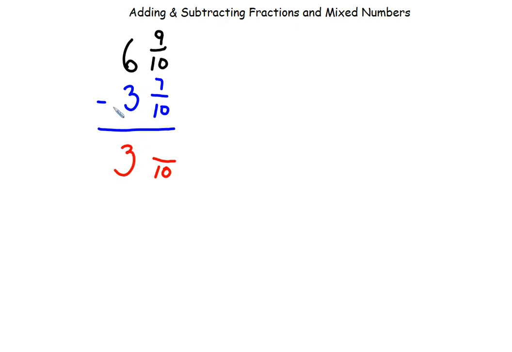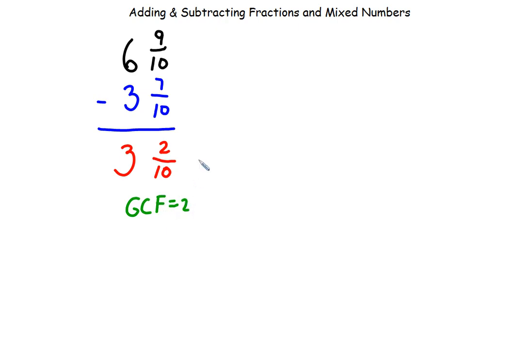And now the same concept as before, we just subtract the numerators. 9 take away 7 gives us 2. So our answer is 3 and 2/10. However, the same rules apply. If they ask you for simplest form, just divide the numerator and denominator by the GCF. And again, we can use that trick I taught you earlier where the numerator goes into the denominator evenly. Therefore, it's automatically our GCF. So the GCF in this case is 2.